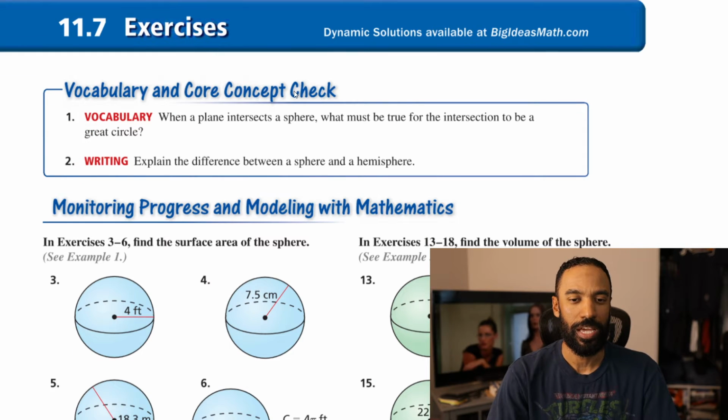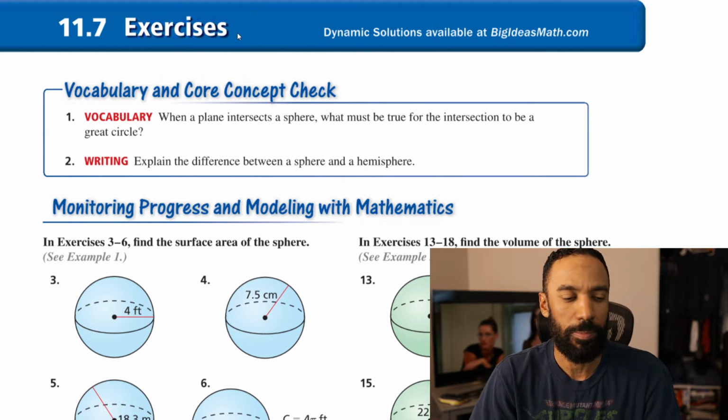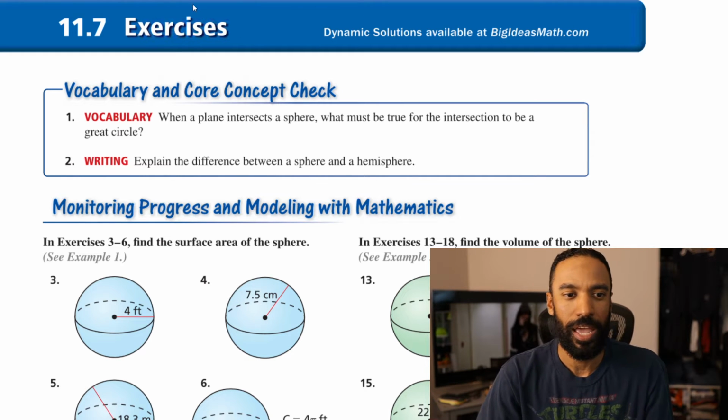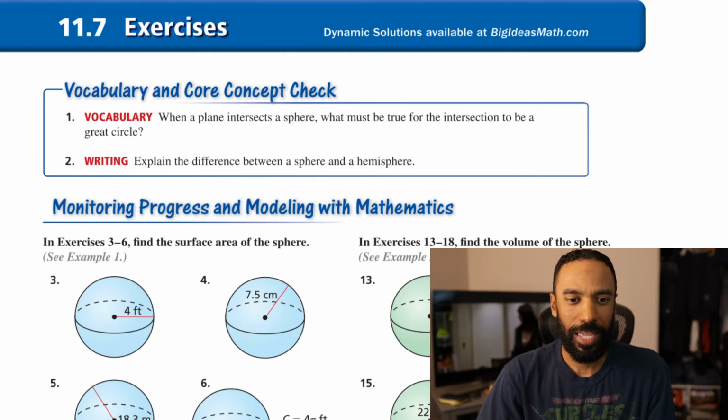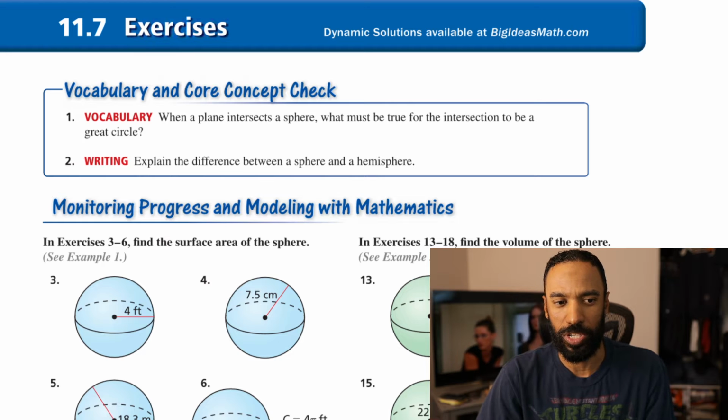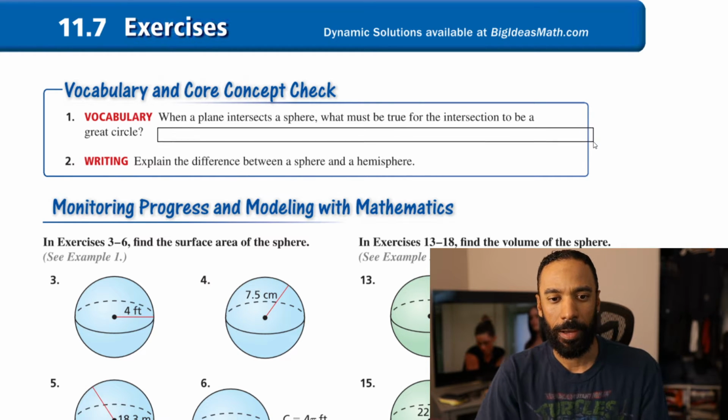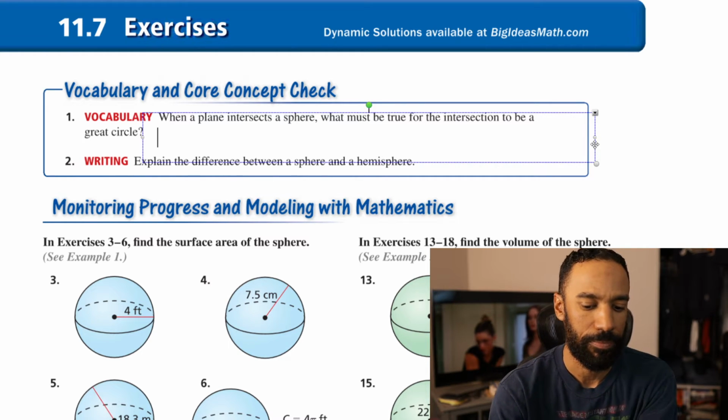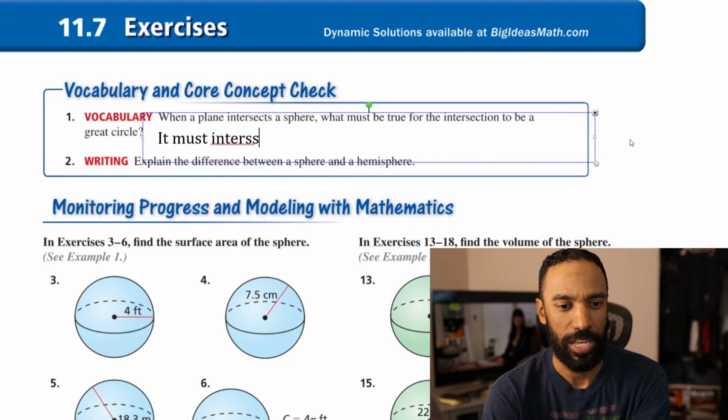And we move forward to the problem set on 11.7. So we begin with problems 1 and 2 in the vocabulary and core concept check. When a plane intersects a sphere, what must be true for the intersection to be a great circle? It must intersect with the center.